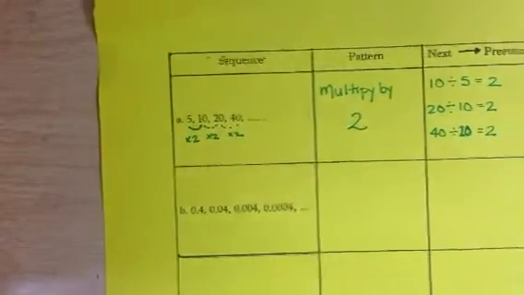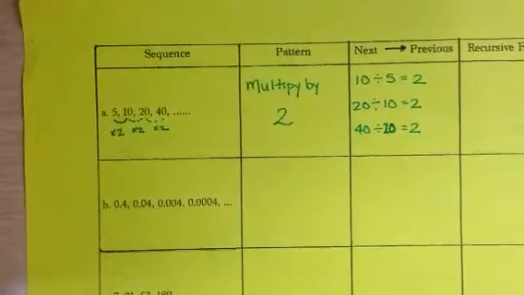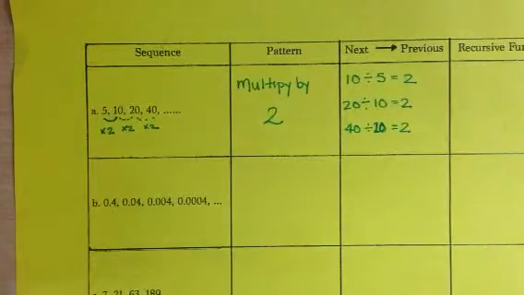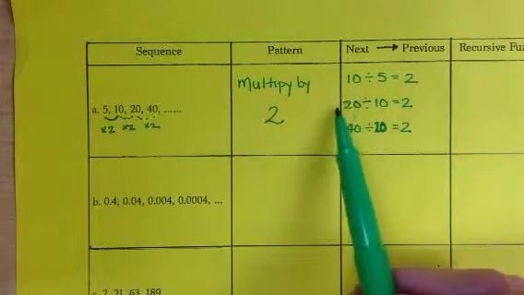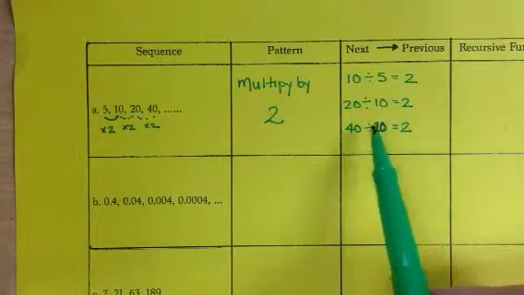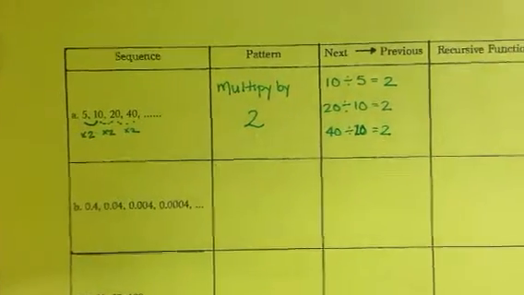To find my pattern, what you would do is take your next term and divide it by the previous, not subtraction. So 10 divided by 5 is 2. 20 divided by 10 is 2. And 40 divided by 20 is 2.